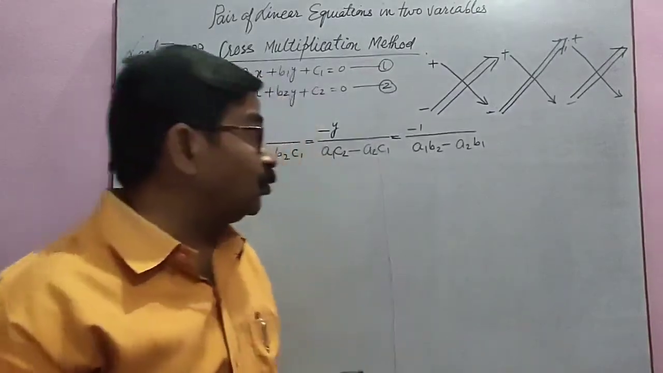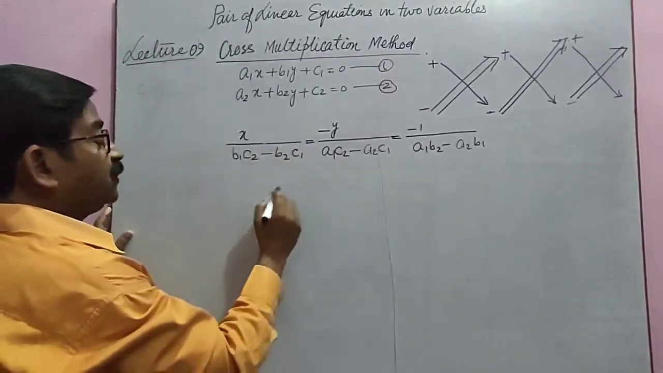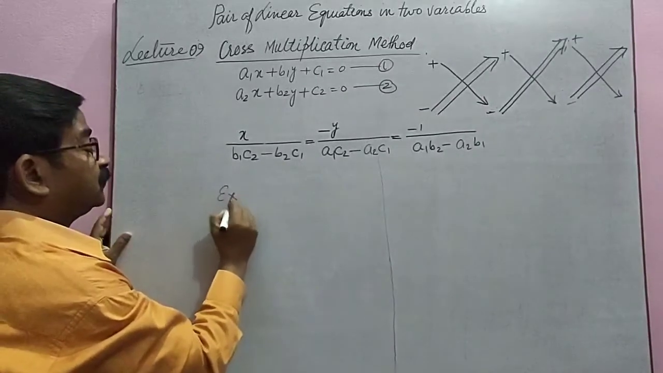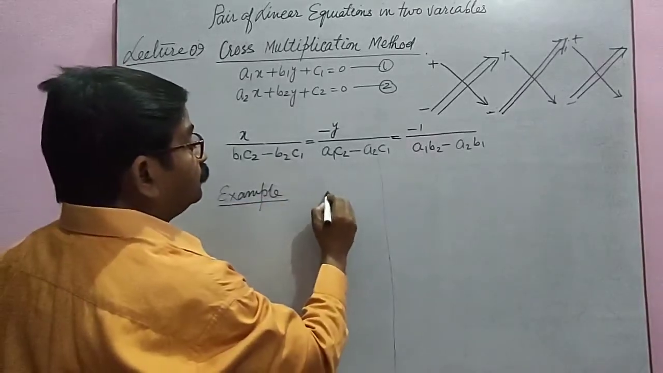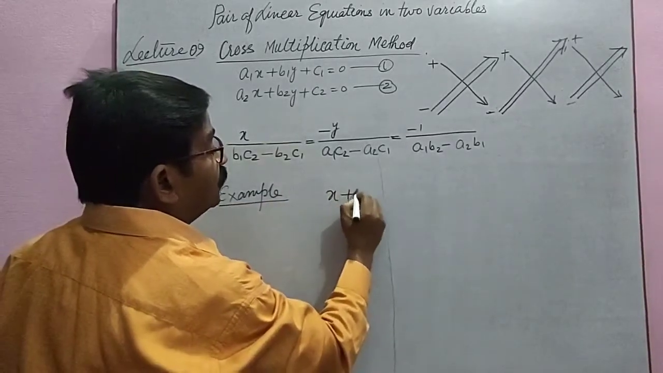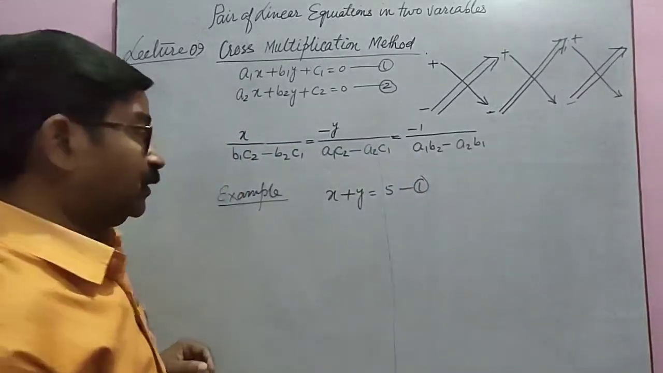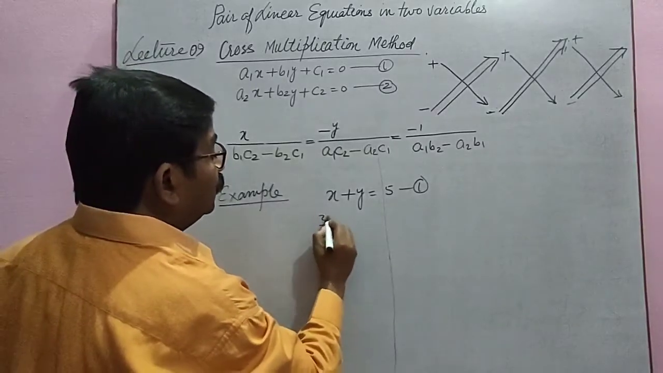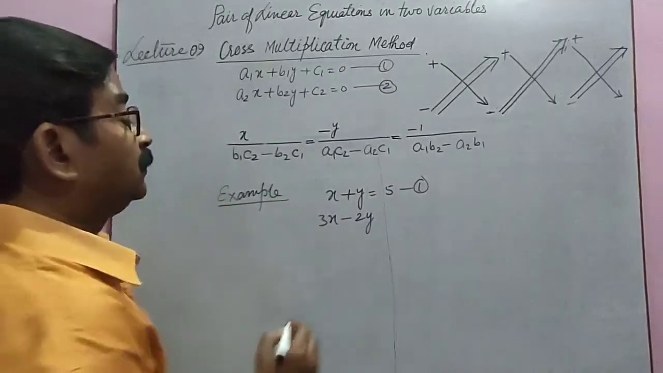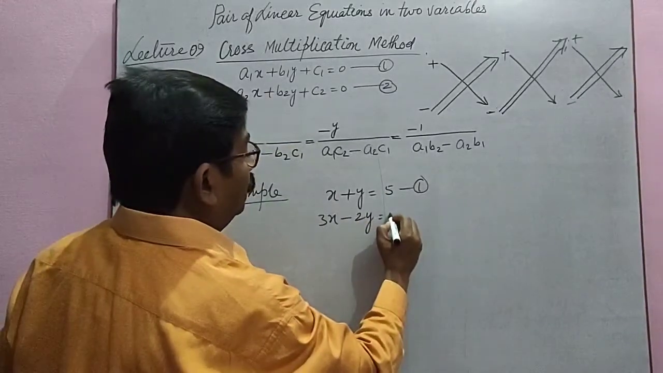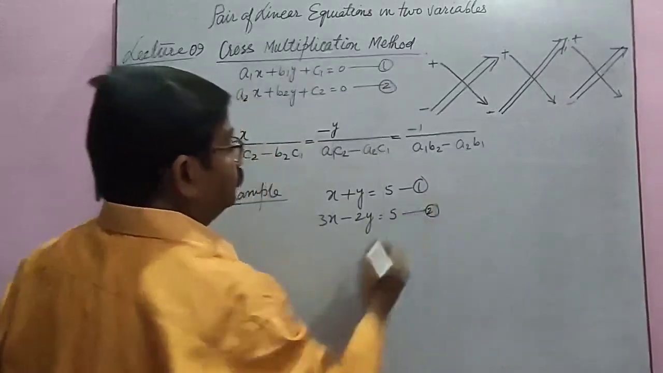I am going to show one example. Very simple question. Suppose I am taking an example. Suppose I am writing x plus y is equal to 5. Equation number 1. Very simple method it is. Now 3x minus 2y is equal to 5. Equation number 2.